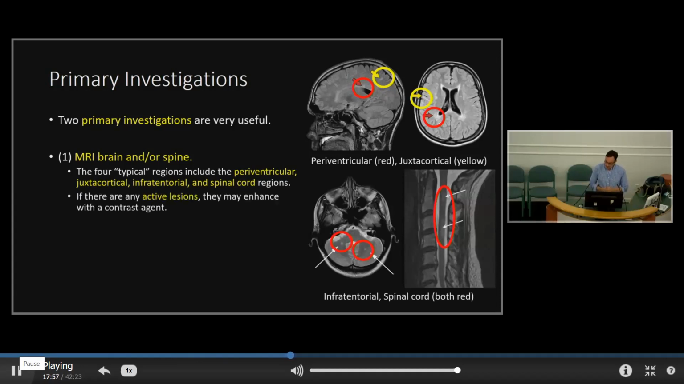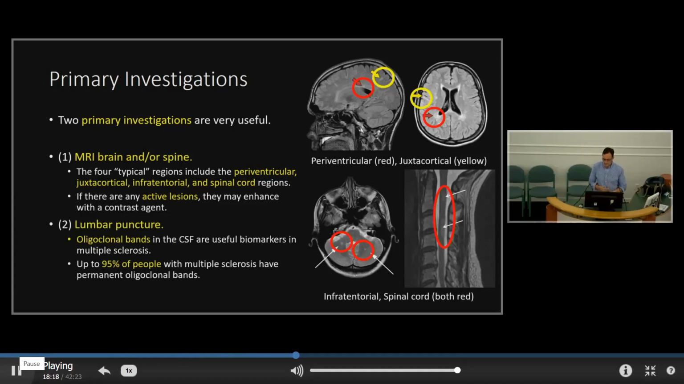Now, if there are any active lesions, like the lesions that are responsible for a current relapse, for example, they may enhance with a contrast agent. That's why with MS, we often ask for contrast. We want to see if any of these lesions enhance. It's not the only condition that makes things enhance, but it is one of a few.